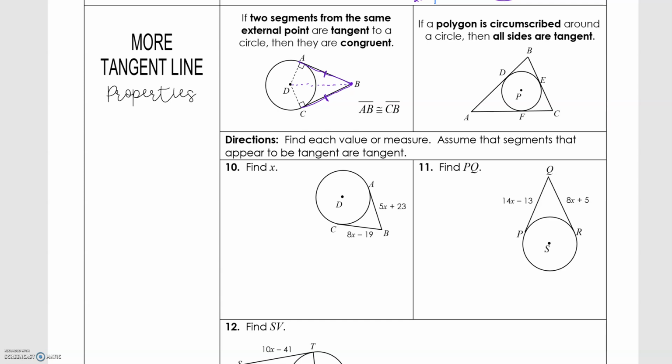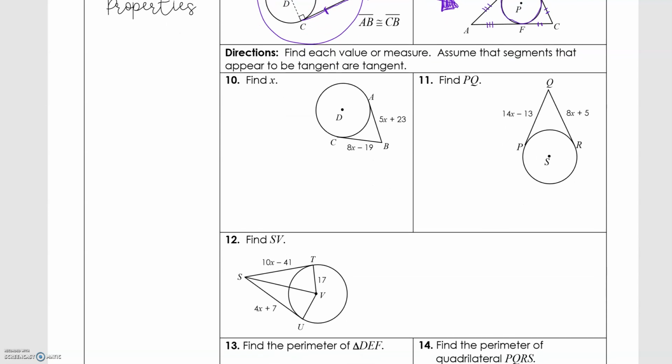Then there's another property that says if a polygon is circumscribed around a circle, then all sides are tangent. So what happens is if my circle is basically on the inside of my shape, this piece and this piece are congruent. FC and EC, those segments are congruent, and then AF and AD are congruent. It's basically like taking this picture and doing it on all the sides. Okay, and you can kind of tell if it's drawn to scale.